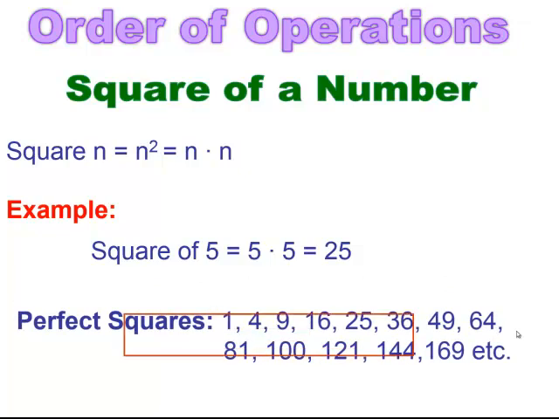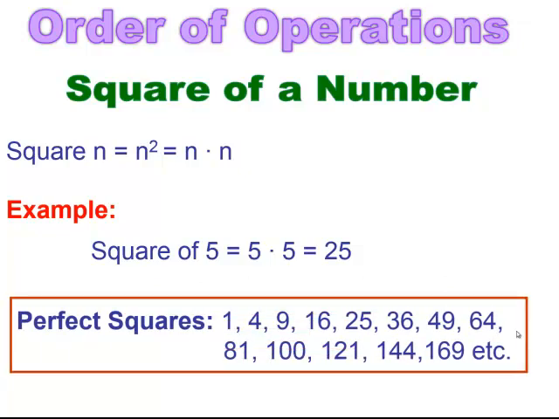So when we talk about some perfect squares, if I were to do it in numeric order, my first perfect square would be 1, 1 times 1. My second perfect square would be 4, 2 times 2. My third perfect square would be 9, 3 times 3, 16, 4 times 4, 25, 5 times 5, and so on. So we can find our perfect squares by going in numeric order and taking the number and multiplying it to itself 2 times.